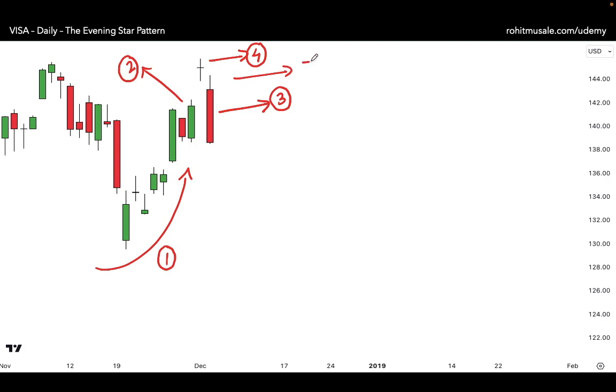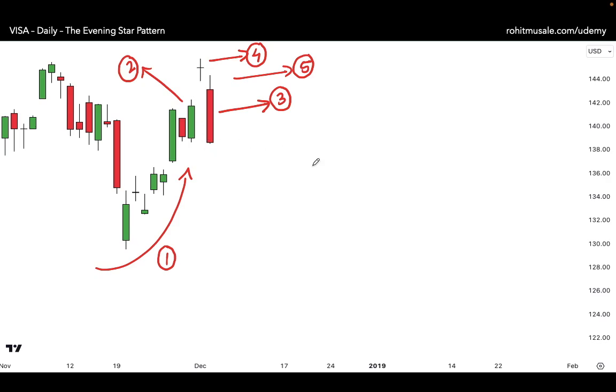Condition number 5 is the second candle real body and the third candle real body should not touch each other. The shadows can overlap between the first, second, and the third, but the real bodies should not touch.